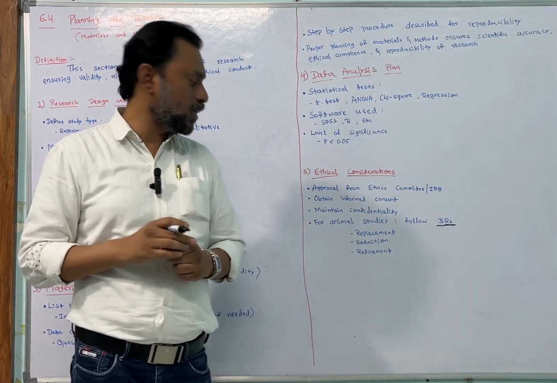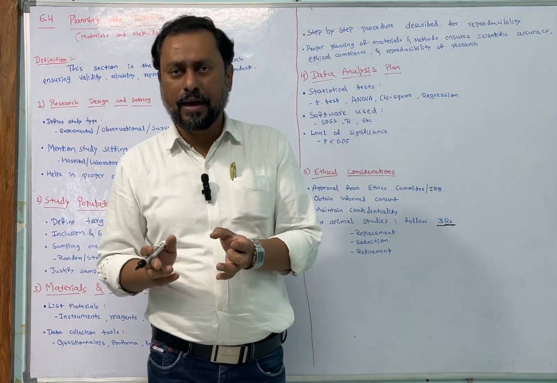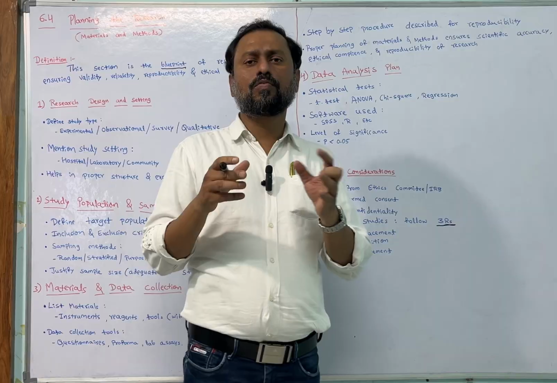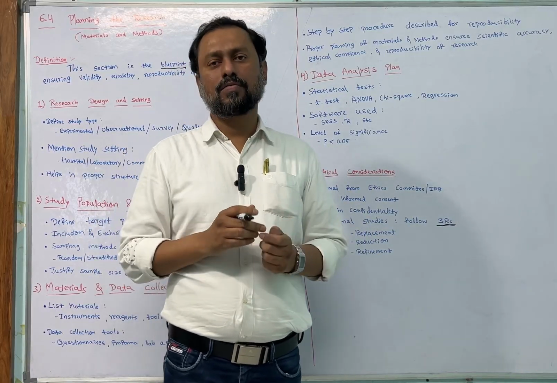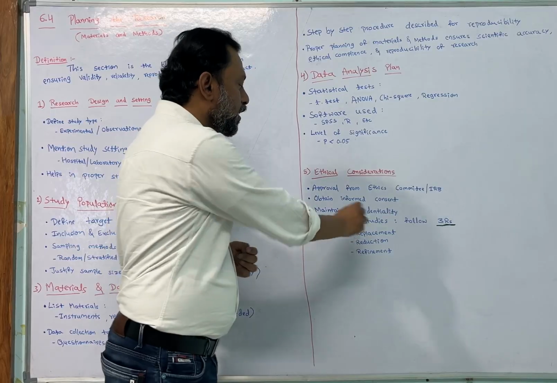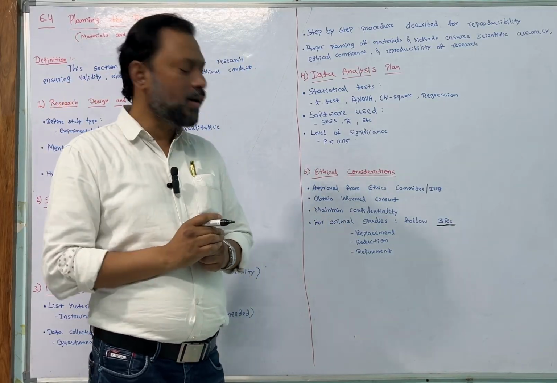The second one is reduction. Reduction is nothing but, suppose you are taking 10 animals, if it is possible with 4 or 5 animals, then try to reduce the number of animals. That is the reduction. That also we have to mention in the planning of the research.